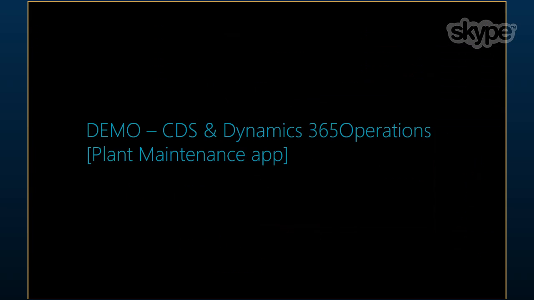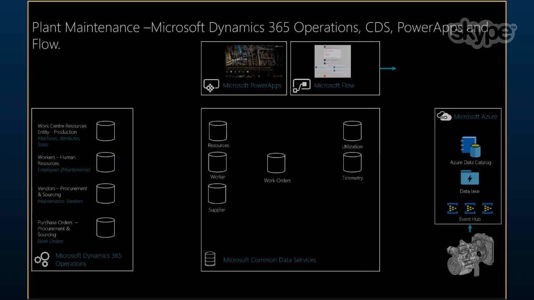So I'll come to the demo, but let me give you the flow. First we have Microsoft Dynamics 365 operations on the left-hand side. You can have CRM, you can have NAV, you can have any other LOB systems. We have the following entities for ERP, which is work centers, employees, vendors, and purchase orders. In my Common Data Services, I have gone ahead and created similar entities if they did not exist or used some of the existing ones.